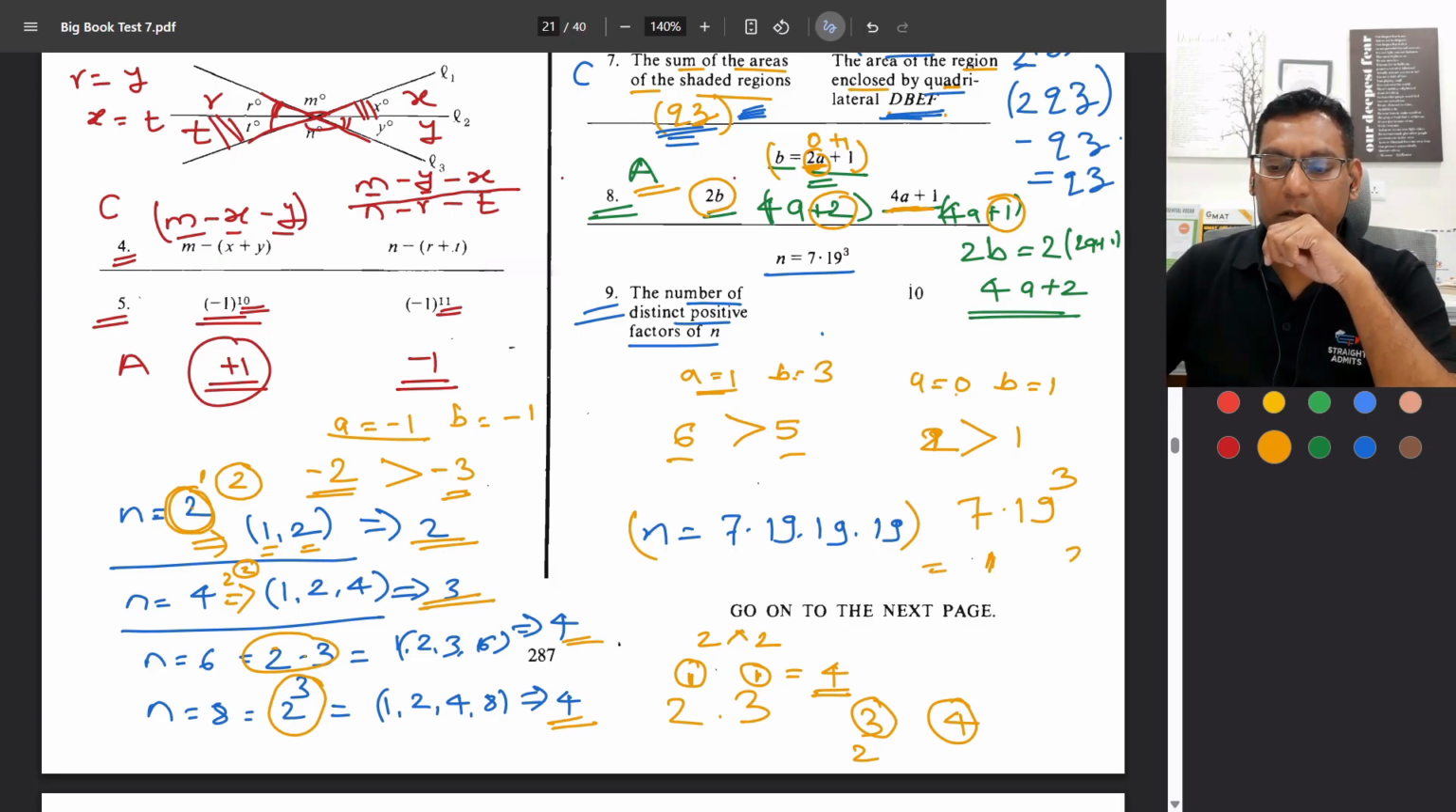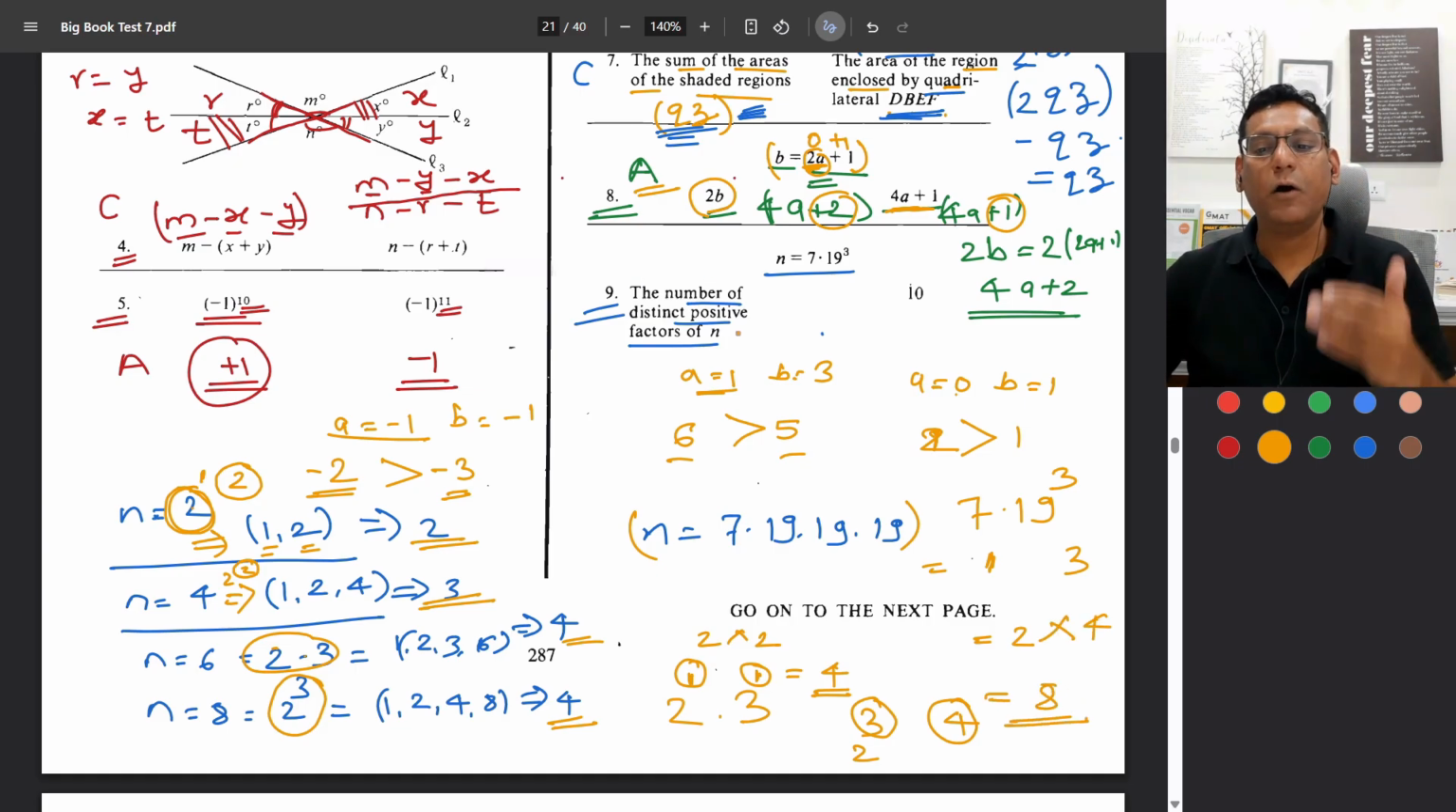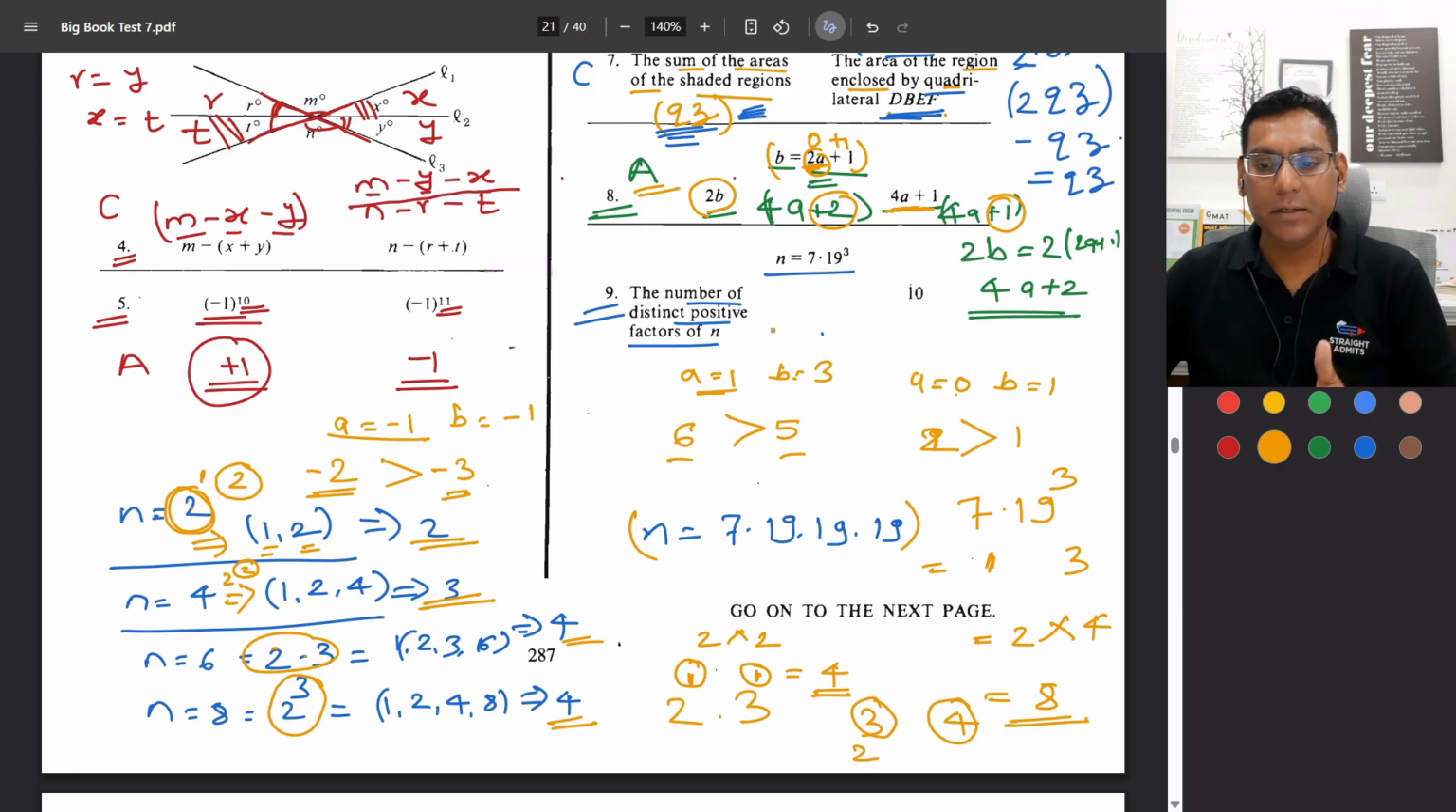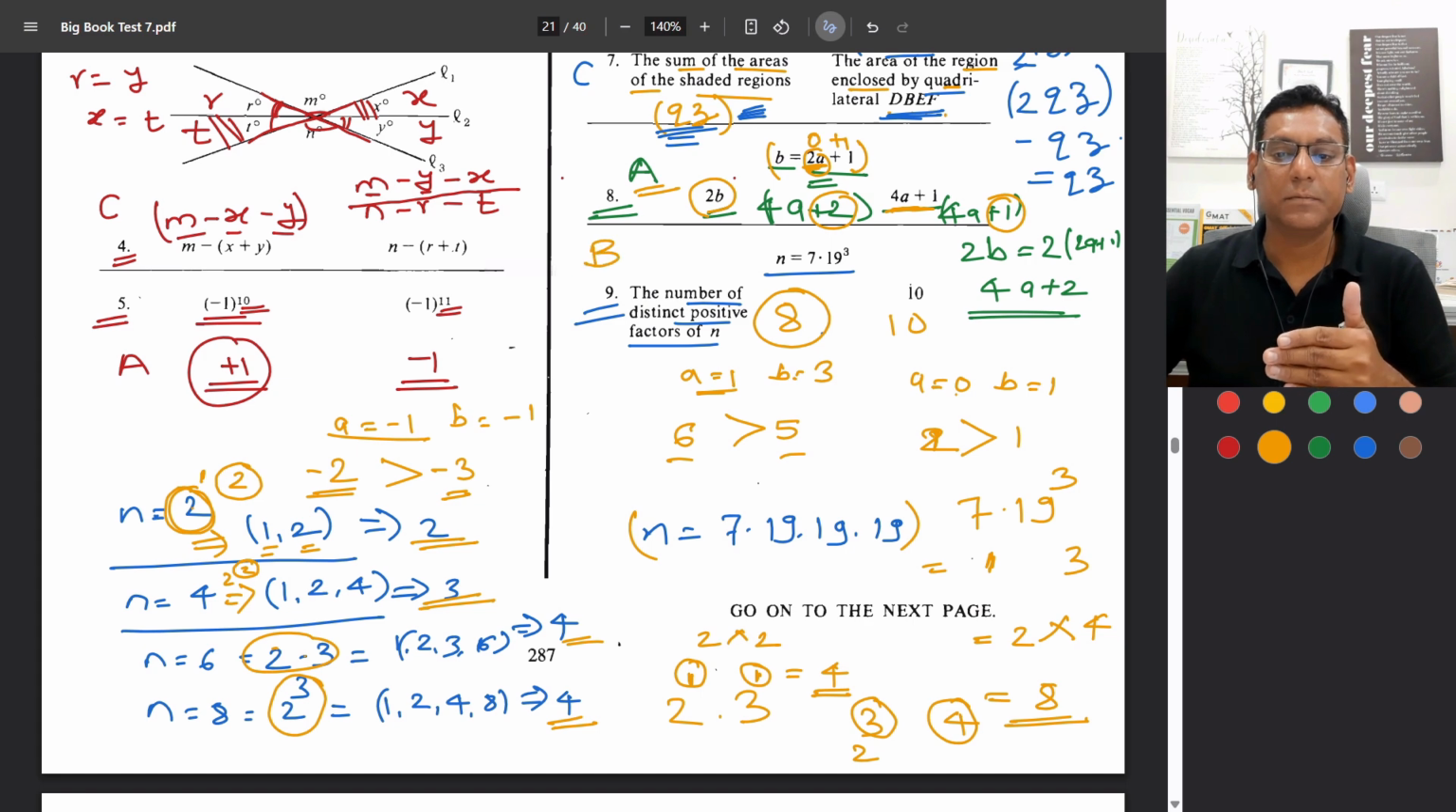What is the highest power here? 3. I add 1 to each, 2 and 4, and I multiply, so I get 8. So the number of distinct positive factors of n is going to be 8, right? And this is going to be true, so this is answer choice B.